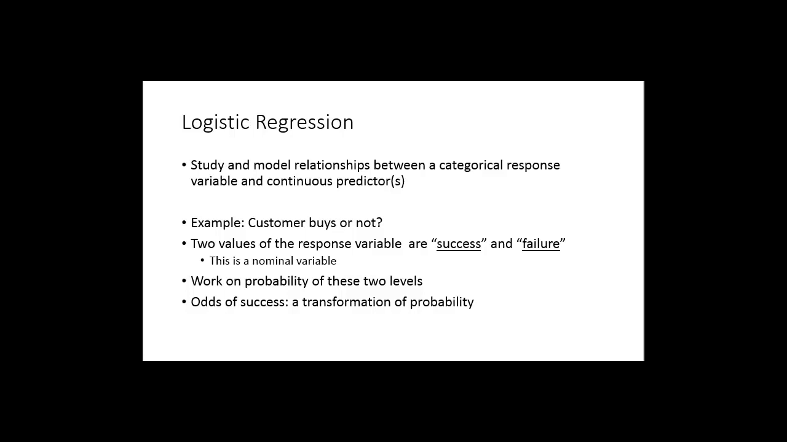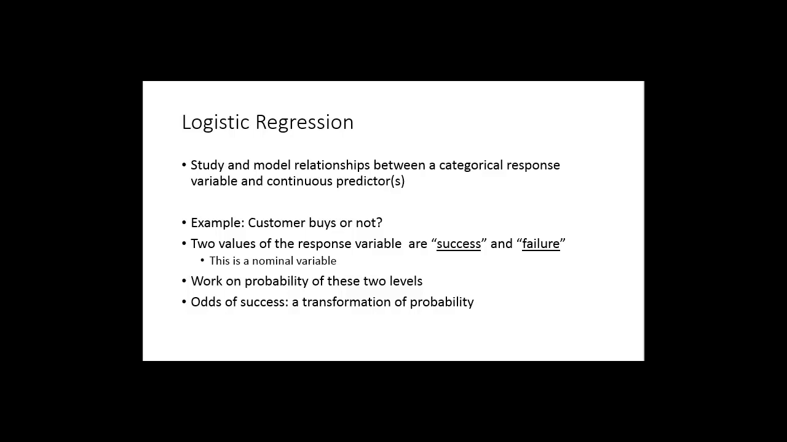Logistic regression. We study and model relationships between categorical response variables and continuous predictors when we run a logistic regression model. The response variable is categorical. Two levels will be binary logistic regression, and predictors could be one or more. A good example is about customer buying based on the code or not. So there are two different levels: yes or no, success or failure.